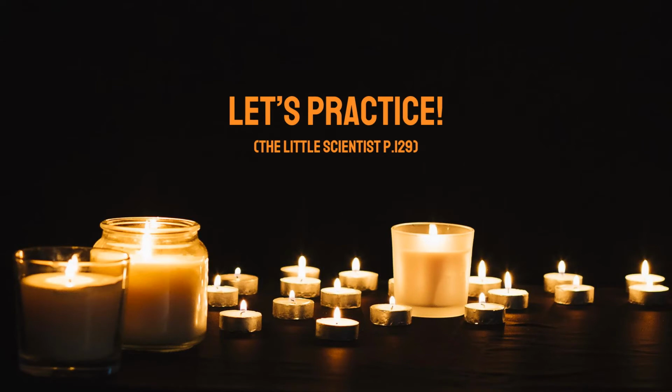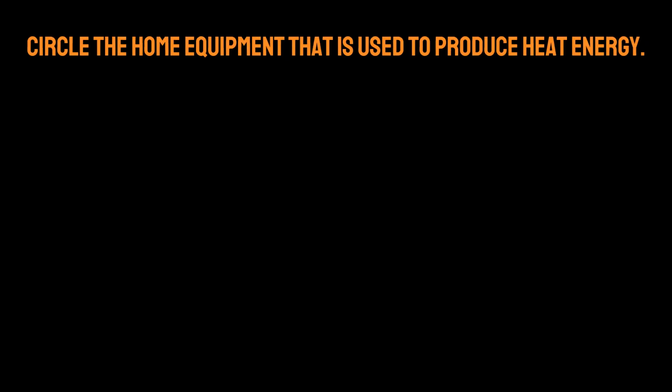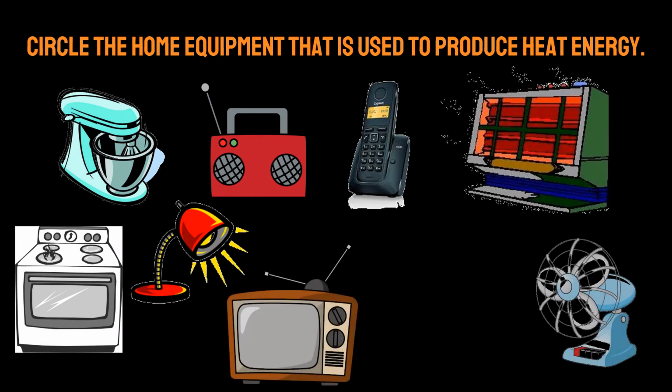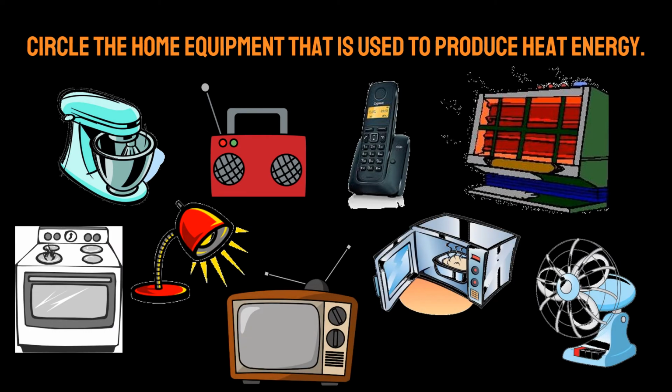Let's practice. Here's a question found on your book on page 129. We have different machines and equipment that we have in our houses, and we have to circle the equipment that is used to produce heat energy only. Heat energy only.